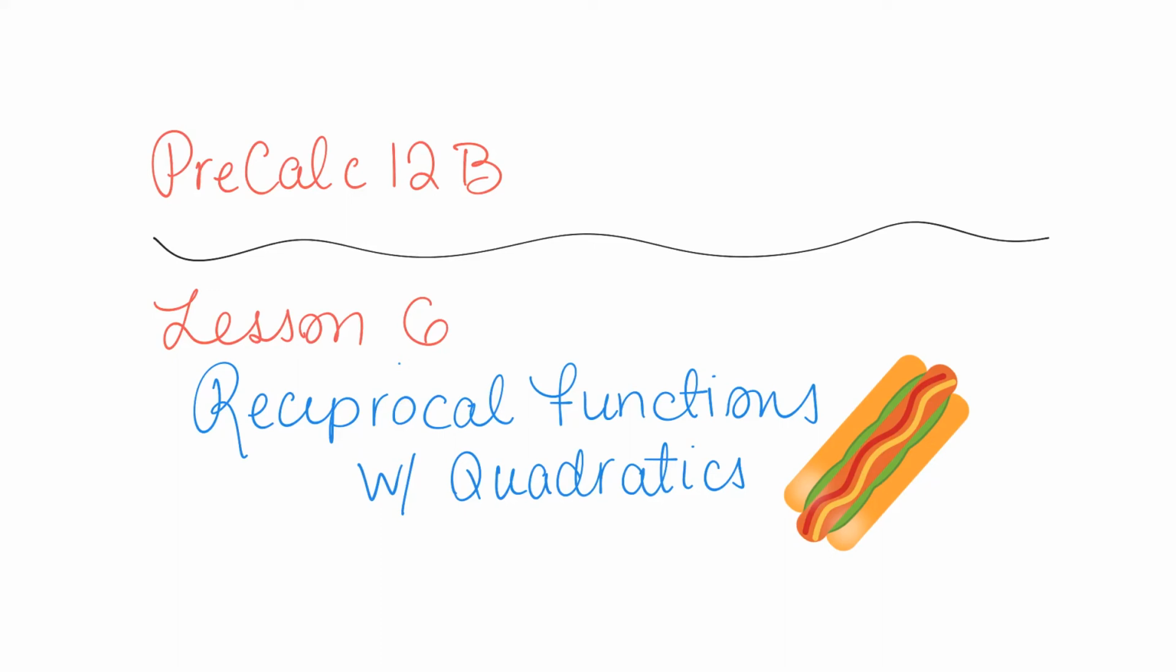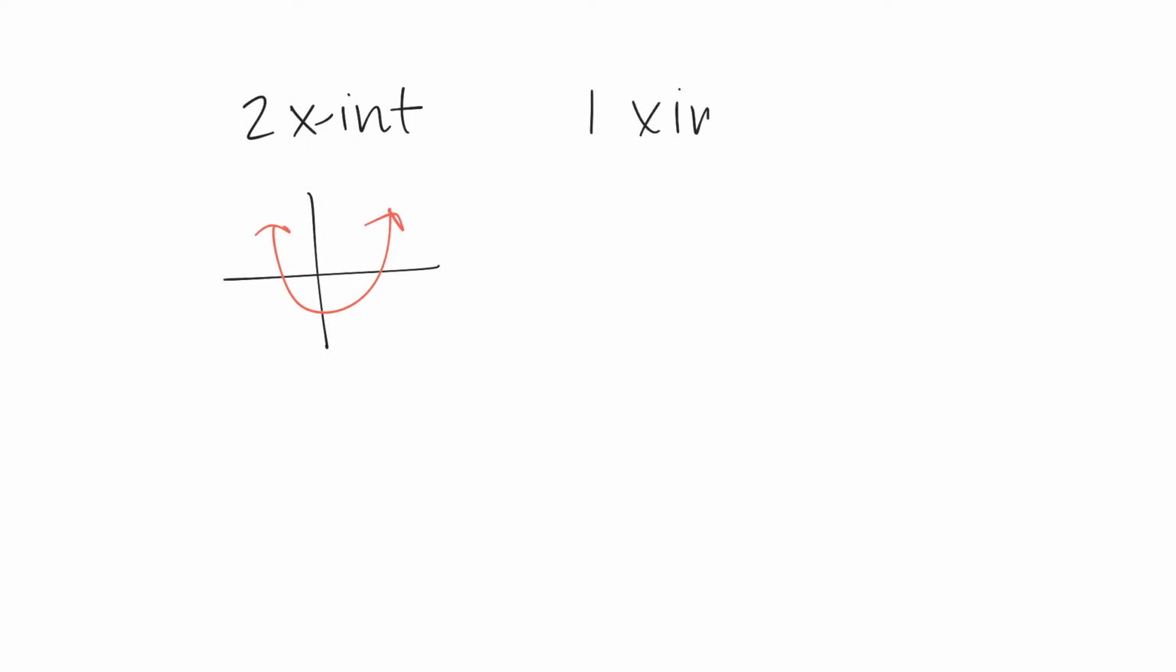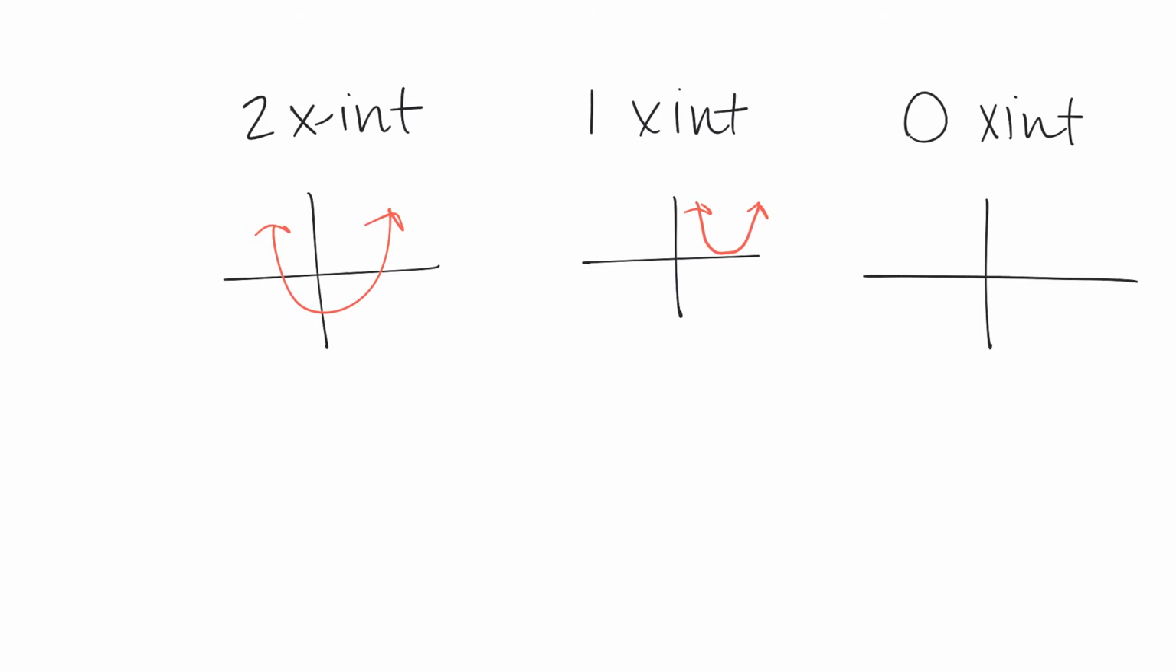Okay, let's quickly talk about what happens when we have a reciprocal function with a quadratic. So back this train up, and we know that with quadratic functions you can have either two x-intercepts, when you've got something that looks like this, or you can have one x-intercept with something that looks like this, or no x-intercepts, which has something that looks like this.